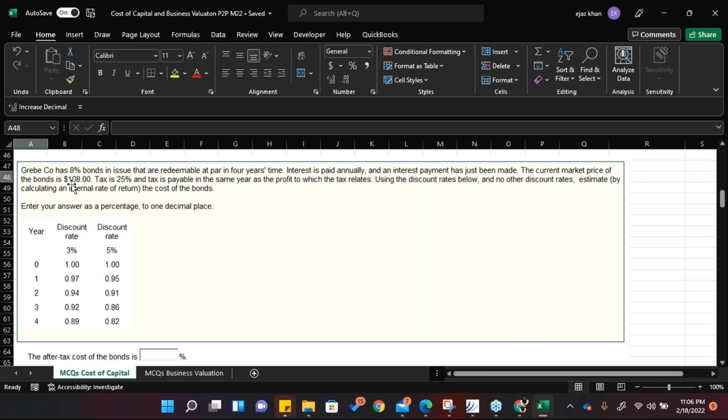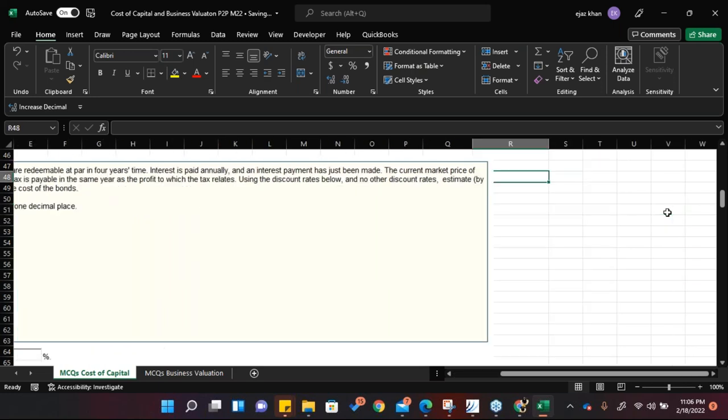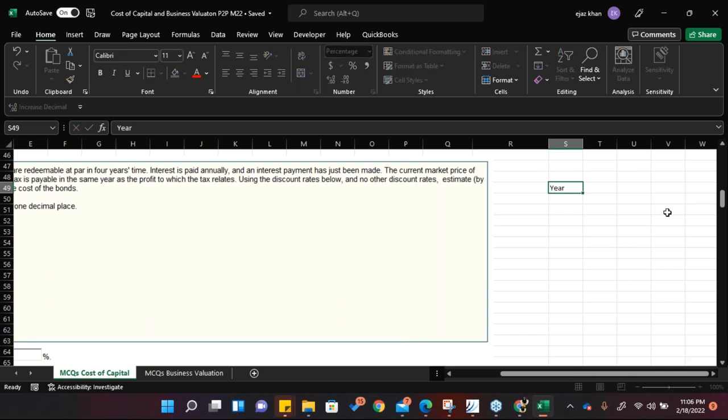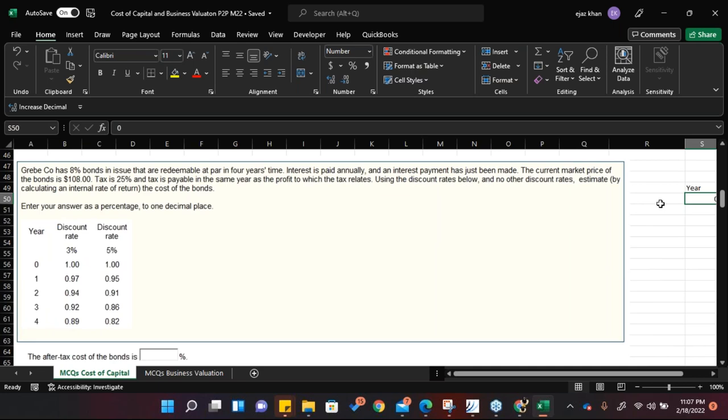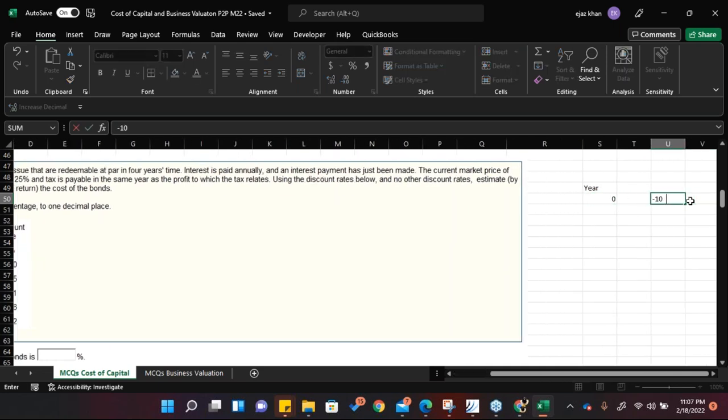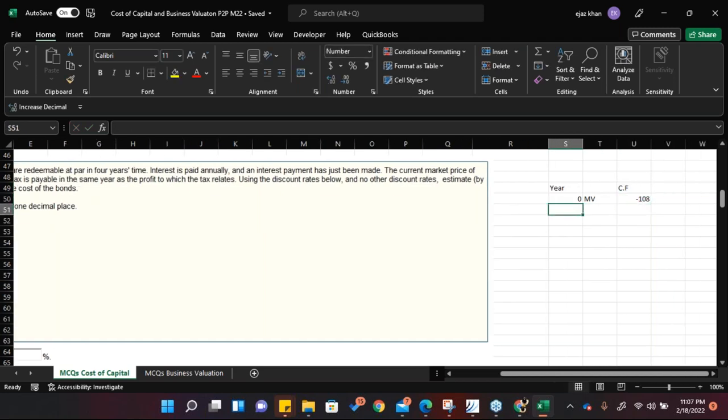The current market value of this bond is $108, whereas after 4 years, we will be redeeming $100. Now, let's just treat this as an investment for the time being. Just think from an investor's point of view. From an investor's point of view, at point zero, you are supposed to invest $108, that is the current value of this bond. You have to subscribe to it for 108, right? Minus 108, that's the market value of the bond, cash flow. Against this investment, you will receive interest for 4 years, and that interest is 8%.